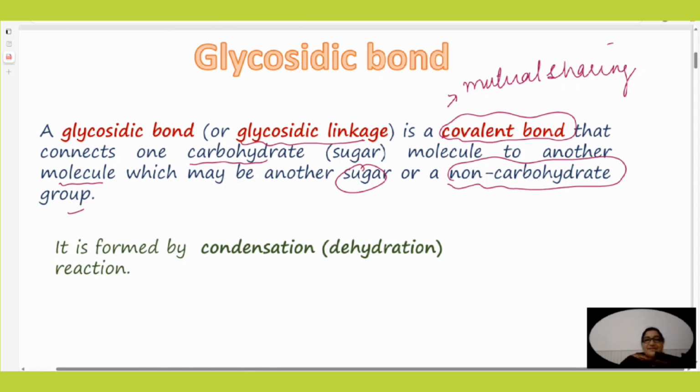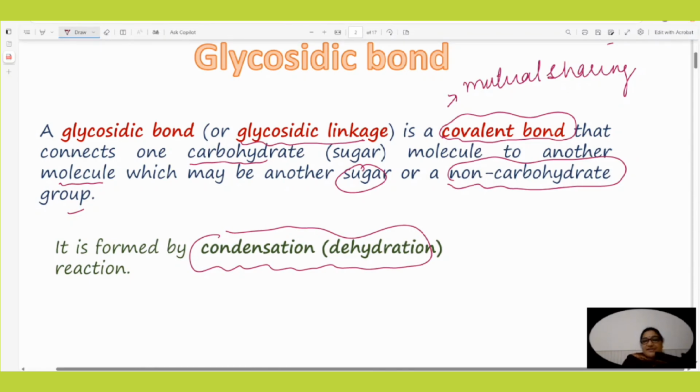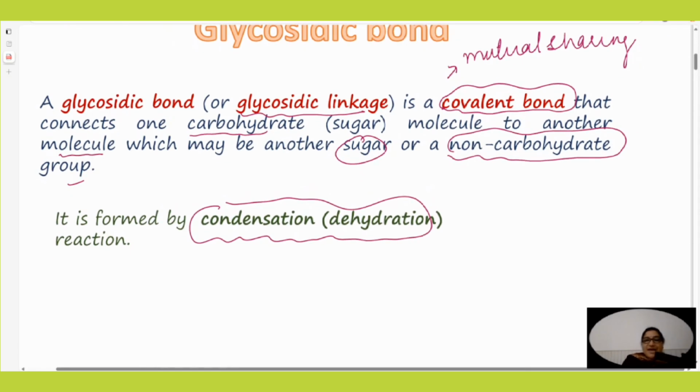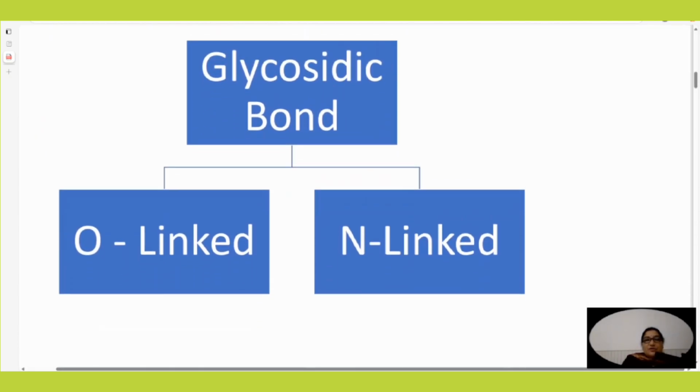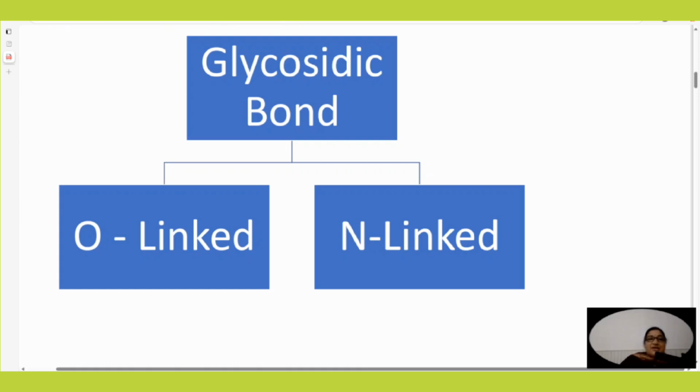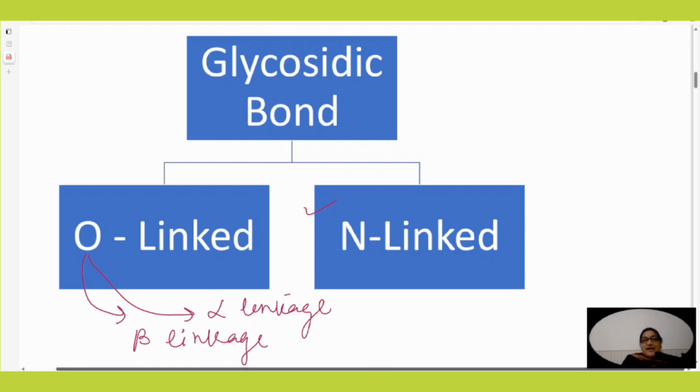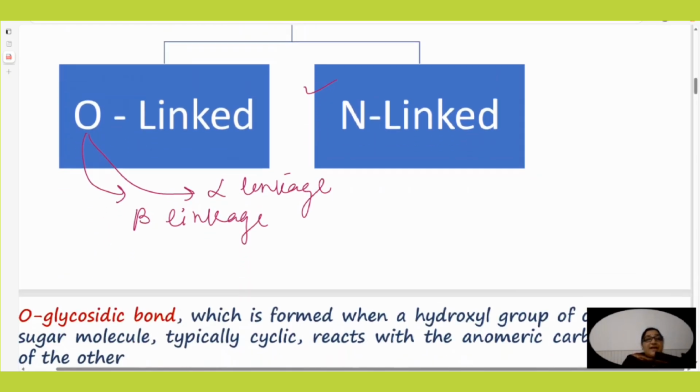Okay, so it is the simplest bond which is formed by the condensation reaction, or you can say that two molecules will be condensed and then there will be dehydration. Okay, so let us move on to the types of glycosidic bond. The glycosidic bond may be O linked and the glycosidic bond may be N linked. So when the glycosidic bond is O linked, it can be further of two types. One is the alpha linkage and another one is the beta linkage. So let us further explore the O linked glycosidic bond.